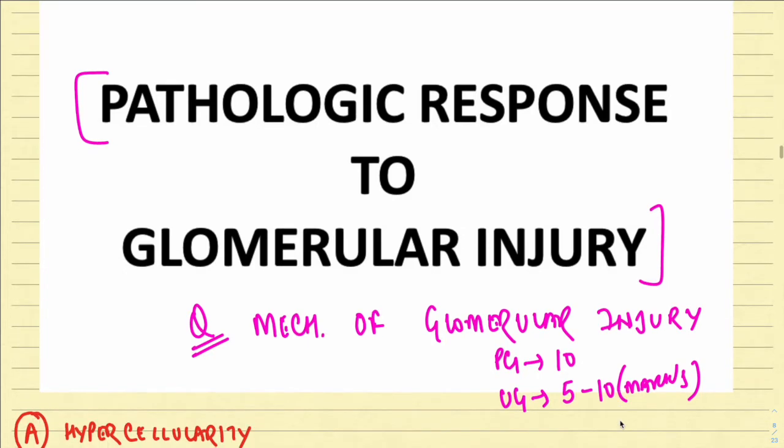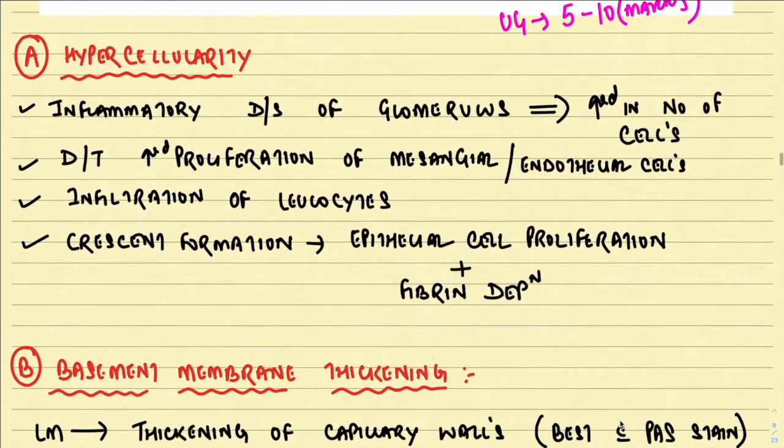So before we directly go into the mechanism of glomerular injury, we first should make an effort to understand what the pathological response to glomerular injury is. That means how our kidney, or how the different parts of our kidney, respond to different kinds of stimulus. So let us try and understand these basics first.